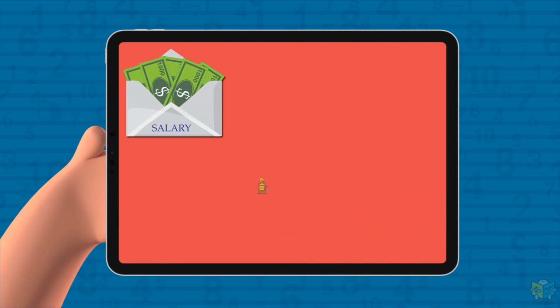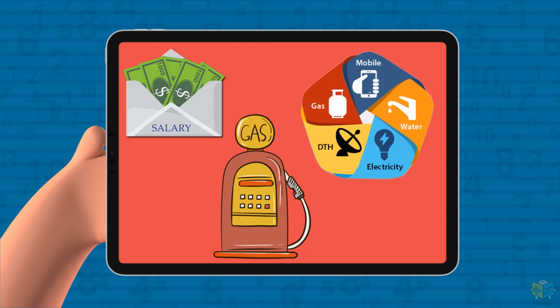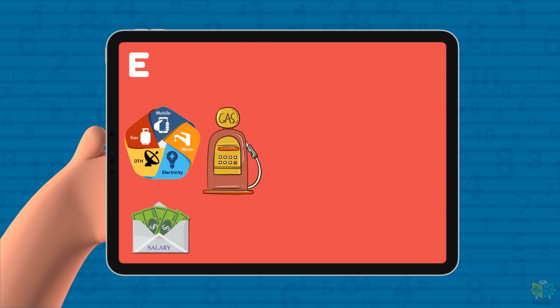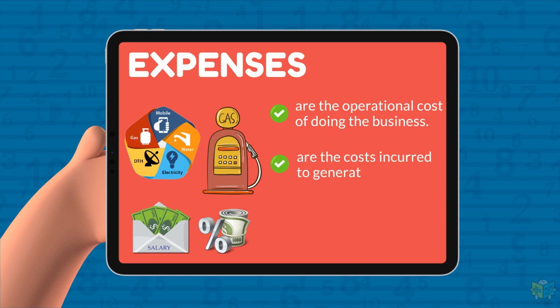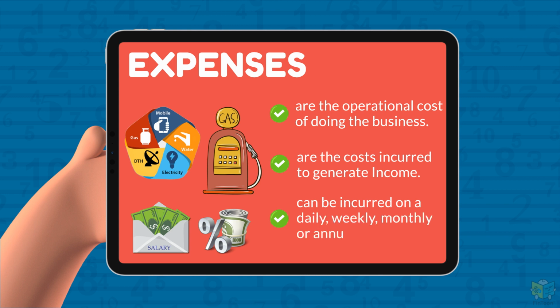The salary, fuel, and utility bills are classified as expenses of the business. The interest paid to the bank for the loan taken is also included in expenses. Expenses are the cost of running the business and they help to generate income. Expenses can be incurred on a daily, weekly, monthly, or yearly basis.